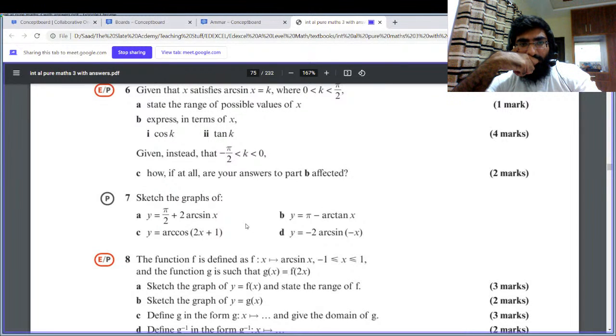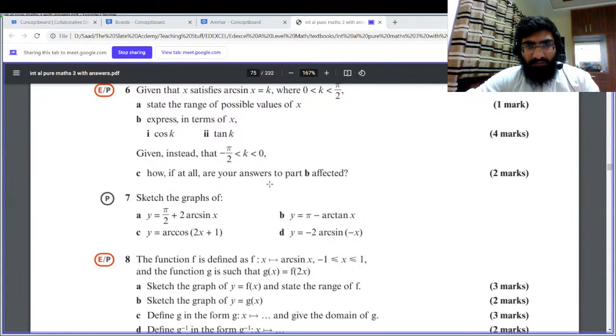If this domain were instead minus pi by 2 to 0, then for cos the answer would be the minus thing instead of plus. For sine the answer would become minus, and for tan it would also be the minus symbol instead of the plus.